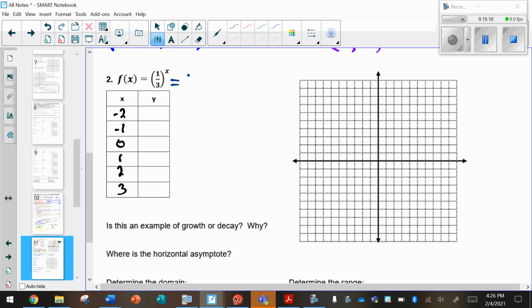This technically is saying 1 times 1/3 to the x. So our starting value, our starting amount would be 1. That's the y-intercept. And our common ratio is 1/3, so that means from one point to the next point, I multiply times 1/3. So 1 times 1/3 is 1/3. And then times 1/3 again technically makes it 1/9. And then times 1/3 again would technically make it 1/27.